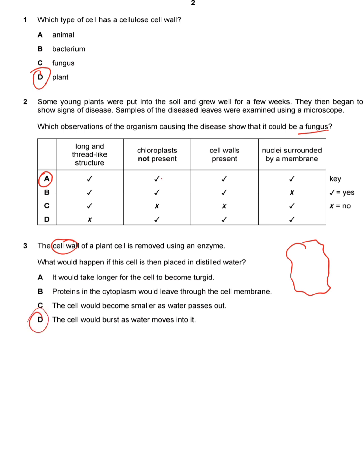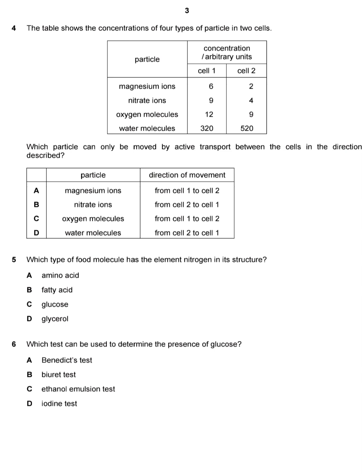Okay? Good. We're on question number 4, which says the table shows the concentration of 4 types of particles in 2 cells. So we've got the particle here, and then we have also the concentration in arbitrary units. We have magnesium ion, nitrate ion, oxygen molecules, and water molecules. Here we've got cell 1 and cell 2. You can see the concentration of each there. Now, which particle can only be moved by active transport between the cells in the direction described? Let's look at the table here. I have the particle here and the direction.